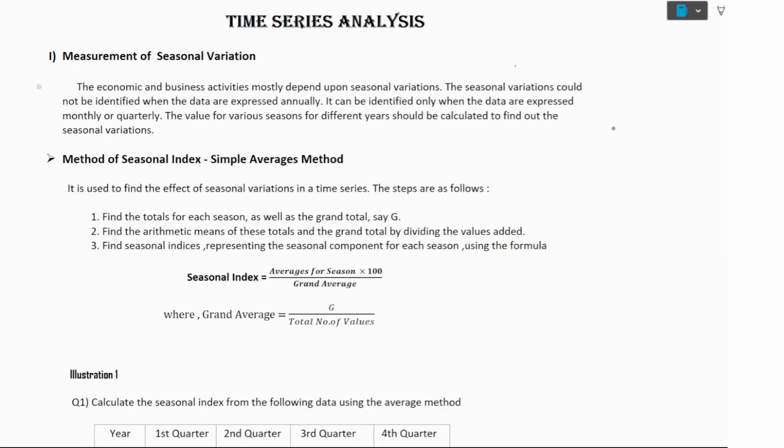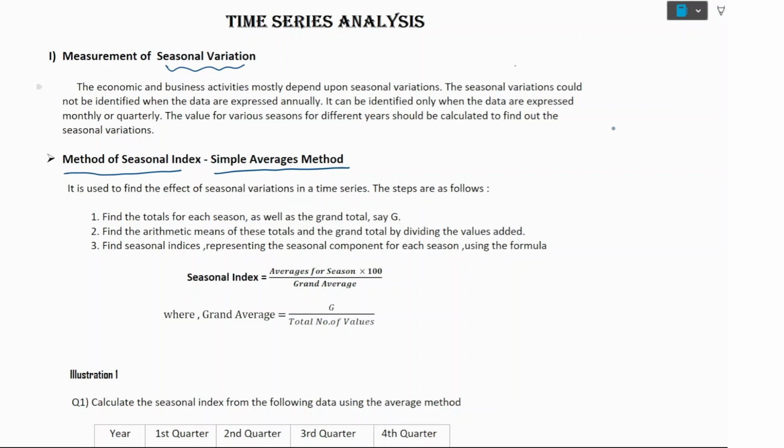Let us start our topic. Today we are discussing the estimation of seasonal variation, that is, the method of seasonal index by the simple averages method. Seasonal variation we have already discussed in lecture 1. What do we mean by seasonal variation? What are the different examples?